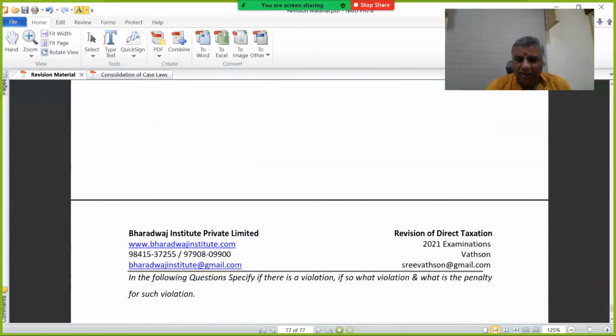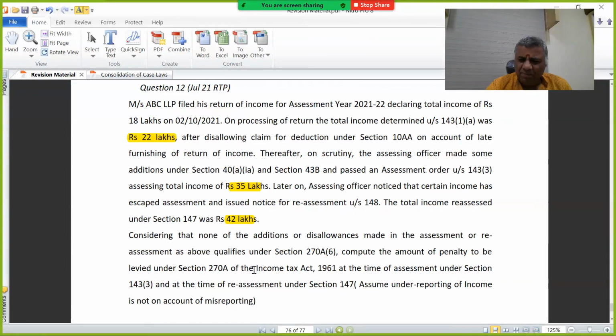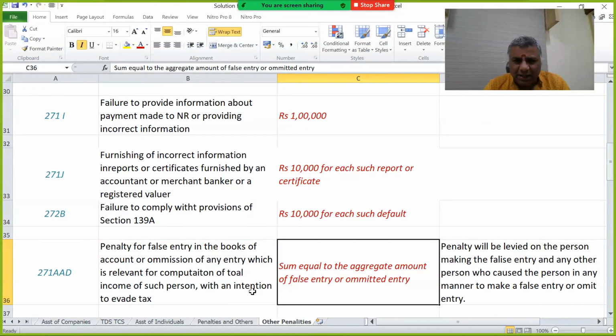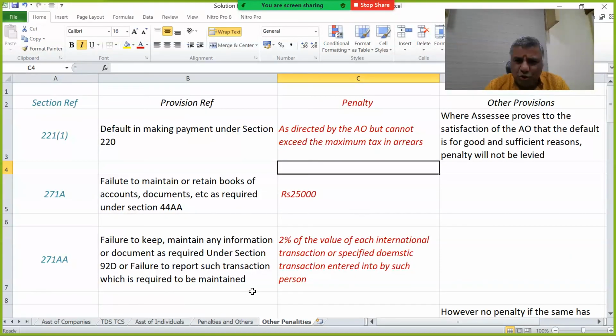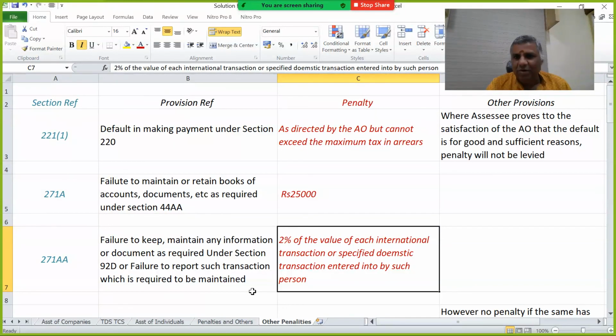With this, I believe either 269SS, 269ST or 270A penalties will be one of the questions they can ask. Otherwise, don't go intricate into the penalty provisions. I have just given you this to browse through the penalty. International taxation penalty, I will deal with when I am doing international taxation. This is 2% of transaction value and all. When we are dealing tomorrow morning, I will again repeat these penalty provisions.